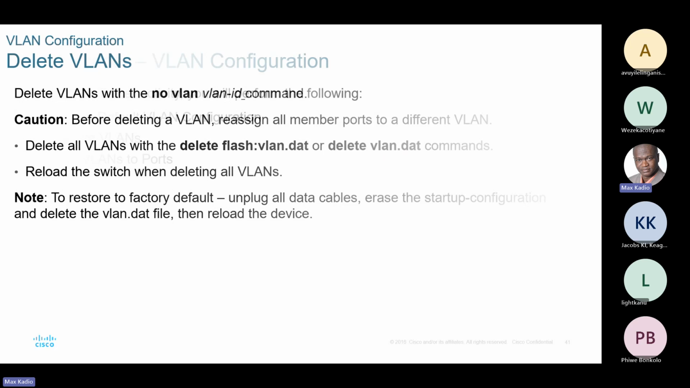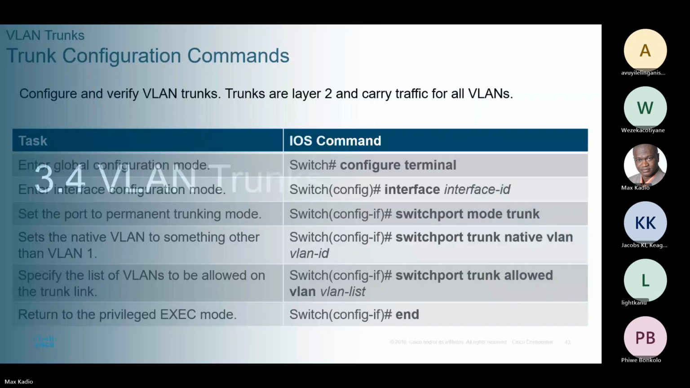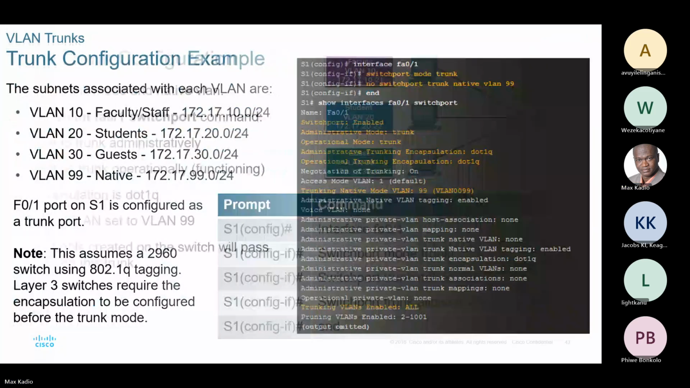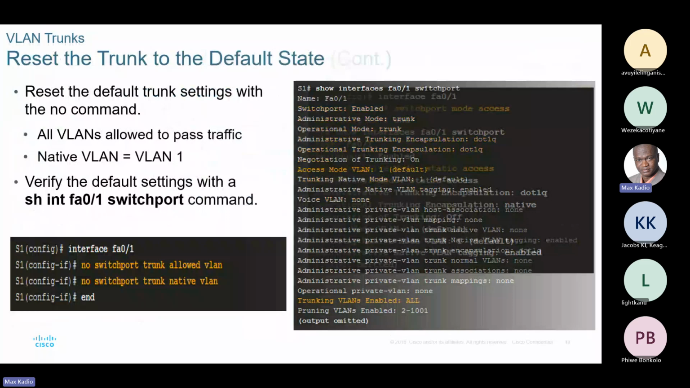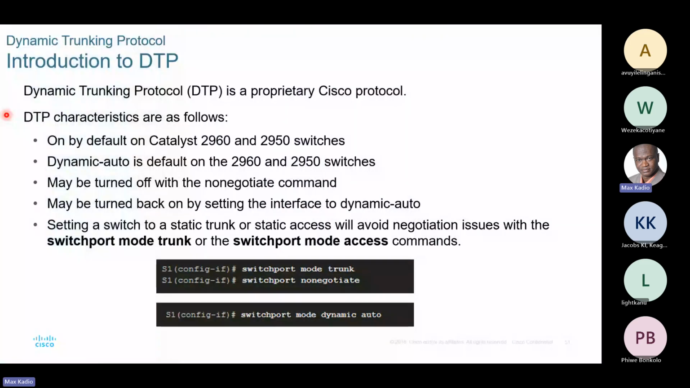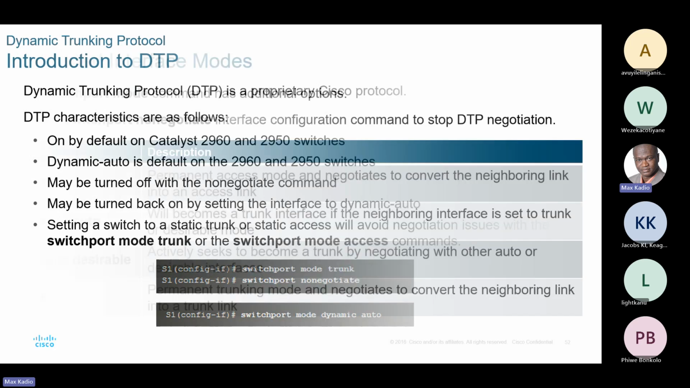Okay, I think I'm going to do a quick demo for you, and next time you can continue with the trunk, because the trunk is something a bit big. DTP is Dynamic Trunk Protocol. You can configure a port as trunk, or you can enable a protocol called DTP to automatically assign the trunking to a port. So we're not going to do that now.